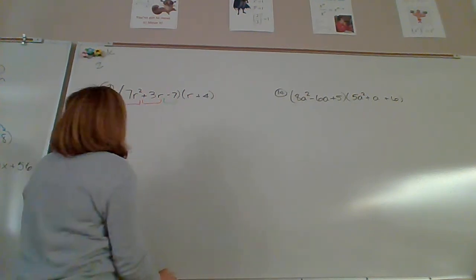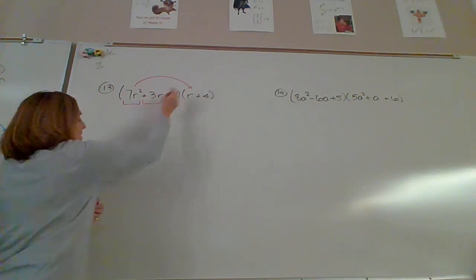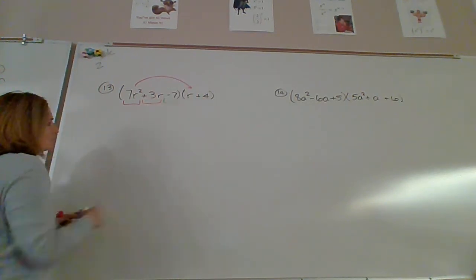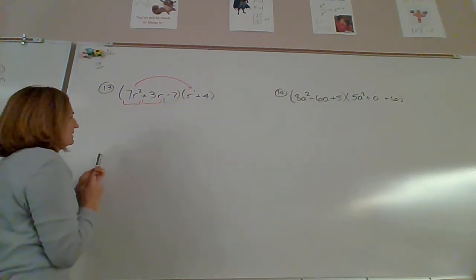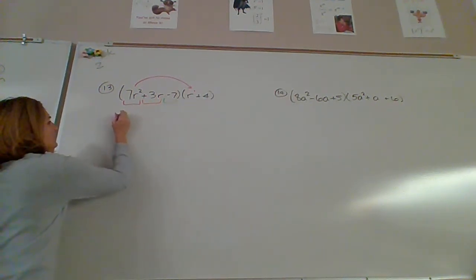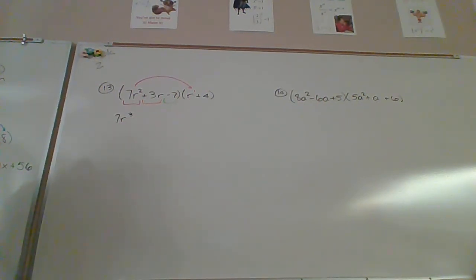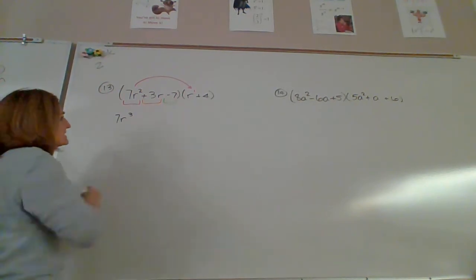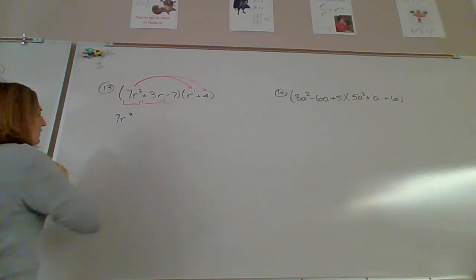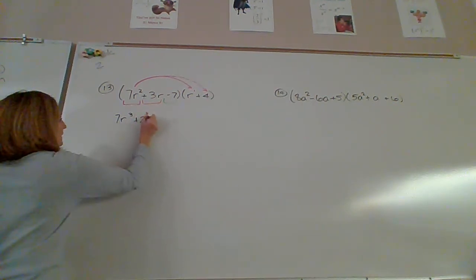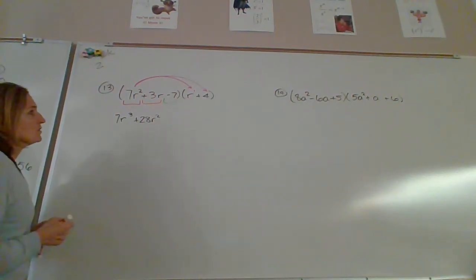So we can start with the 7r squared times r. What's the power of that r? Right, it's a 1. So when I multiply, I add my exponents. So we get 7r to the third. Multiply that 7r squared times the 4, and we have plus 28r squared.